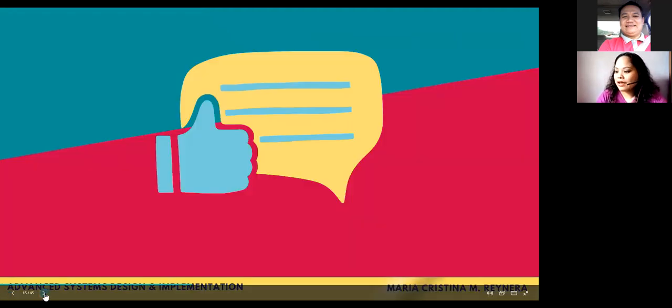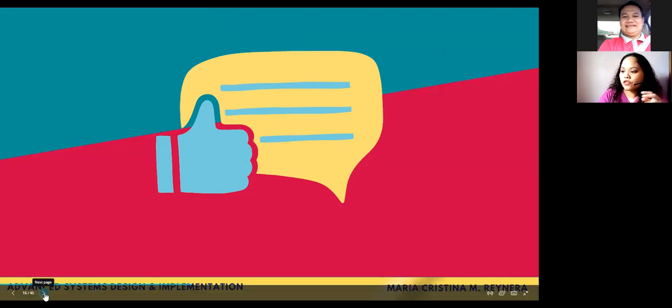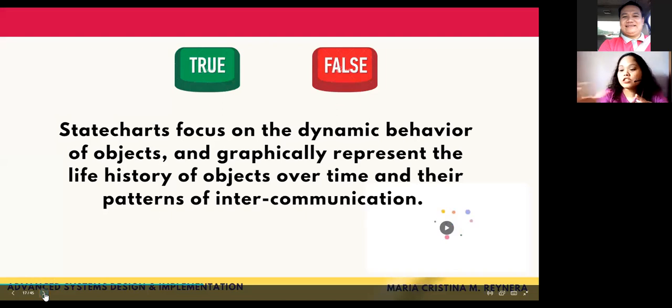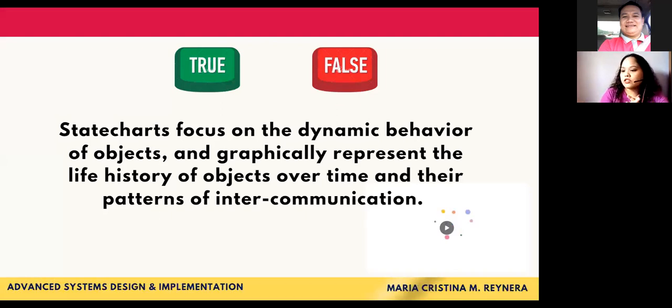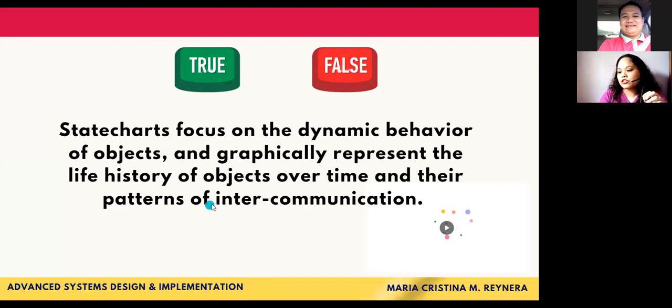Now, I have here a review first. Let's have a review first. I just want you to type letter T in the chat box if it's true, and F if it's false. So just a recall of my discussion a while ago. The first question, you can just answer true or false. State chart focuses on the dynamic behavior of an object and graphically represents the life history of that object over time and their patterns of intercommunication. Is it true or false?